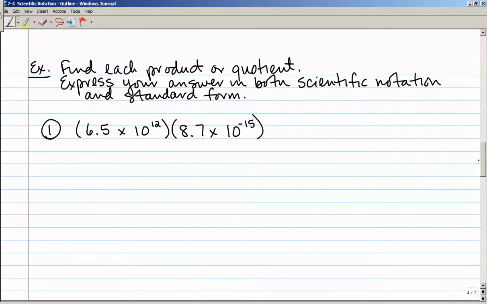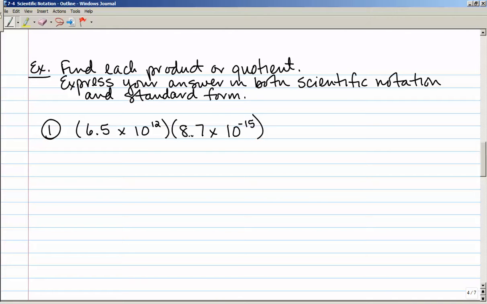Now, here's a few examples where we need to find each product or quotient. So we need to do the multiplication or division and write our solution in both standard form and in scientific notation. So I have 6.5 times 10 to the 12th times 8.7 times 10 to the negative 15th. So what you want to do is multiply the first two parts, in other words the number parts that aren't a power of 10, and then multiply the powers of 10.